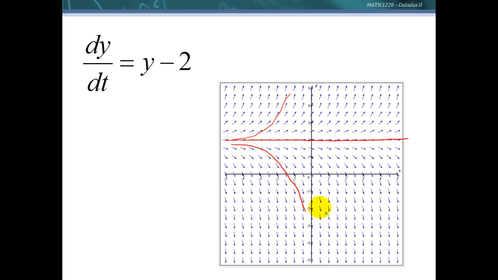So we can see that this would be an unstable equilibrium solution at y equals 2. And we could find that by looking at the slope. The slope is y minus 2, or the rate of change. When is the rate of change 0? When y equals 2, the rate of change is 0. So it is in equilibrium, not changing.